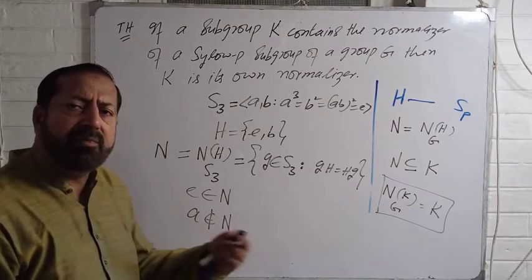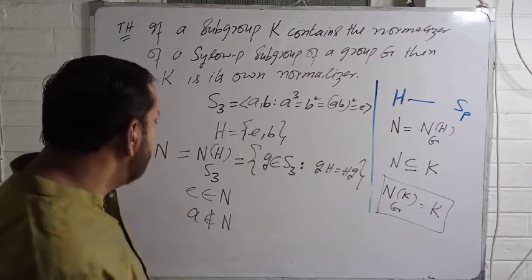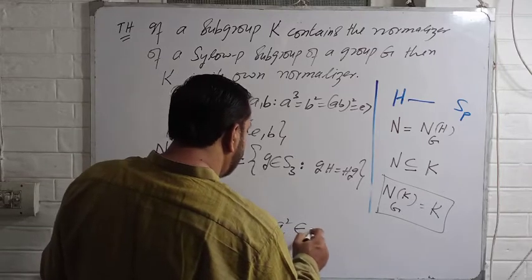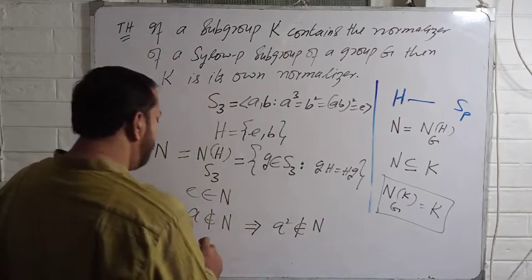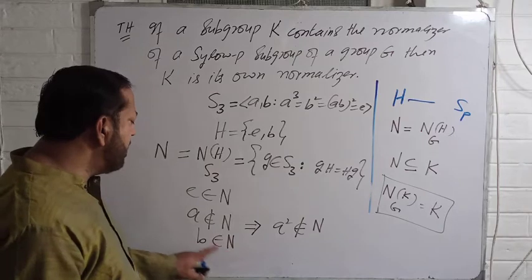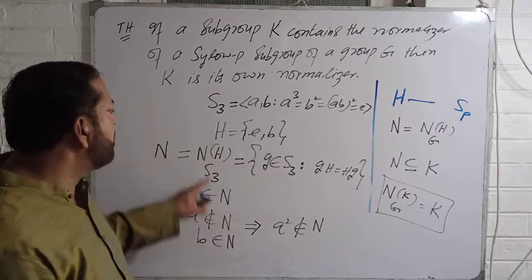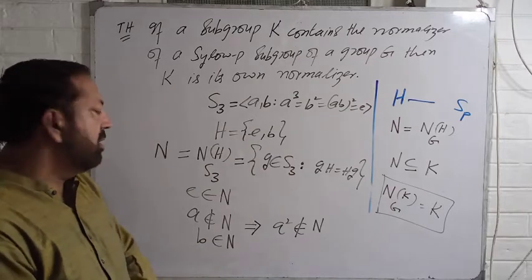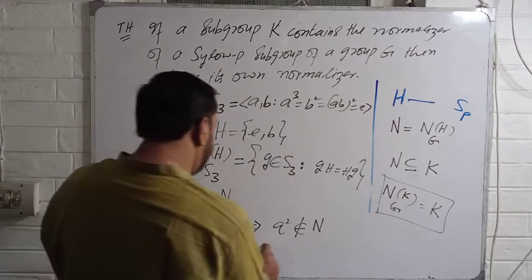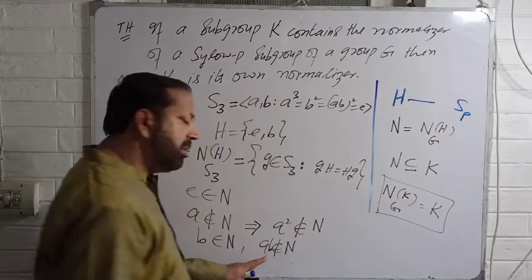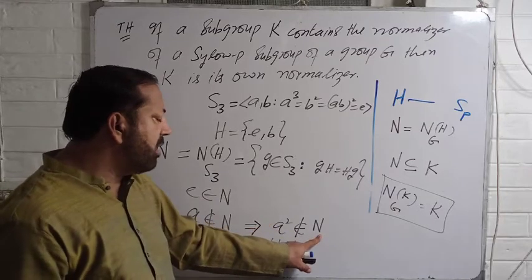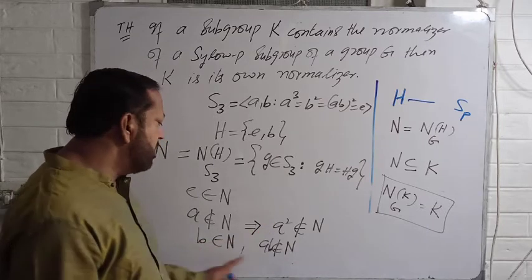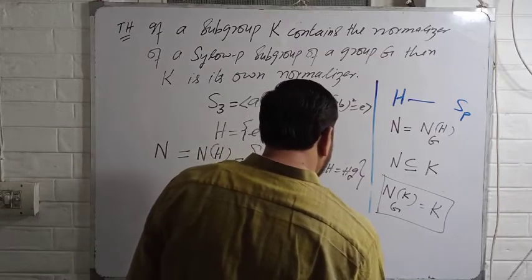If a is not an element of capital N, then a into a, this is also not an element, so this implies a square does not belong to N. Here, b belongs to N. Since ab belongs to N, and a does not belong to N, so ab is not an element. Also, you see that ab into b square, that is a. And b into ab, that is something else. That's why ab does not belong to capital N. And if ab is not an element of this, that's why a square is not an element of N. And b is an element of N, so because a square b is not an element of N, so a square b does not belong to N.